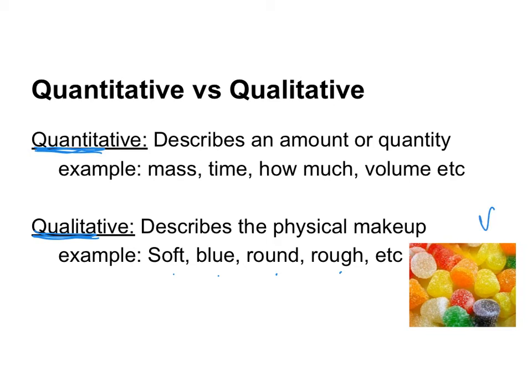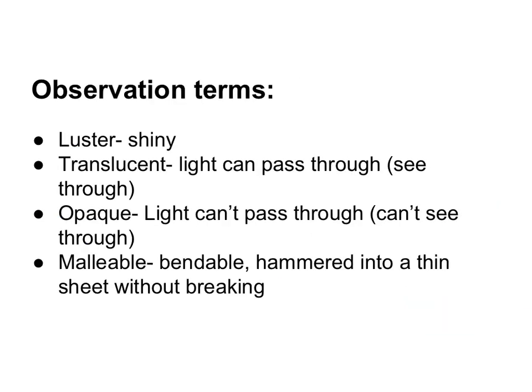So here, if I look at this picture, I can see that I have orange, red, white, yellow, green, and purple items here. If I were to feel them, they might feel rough. If I tasted it, it might taste sweet. I can also make quantitative observations. I could take the mass of one of these objects. I can count how many that I have. I can take measurements of the size of the objects as well. So those would all be quantitative observations.